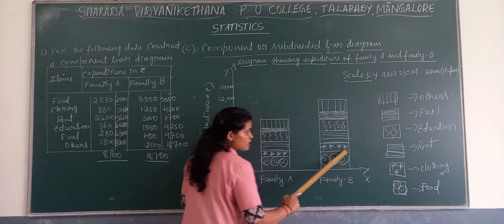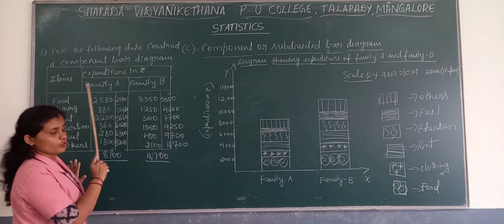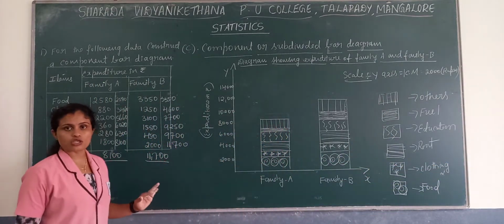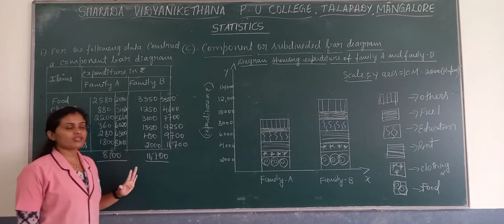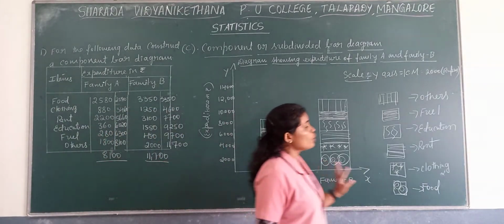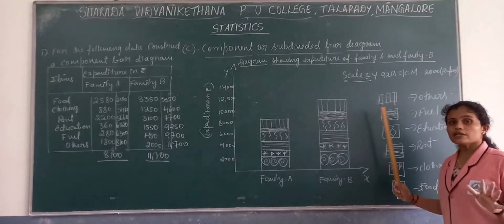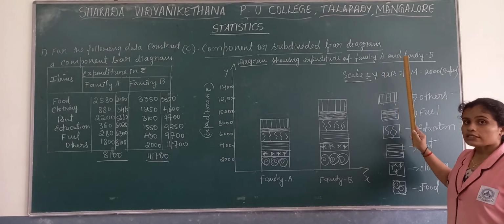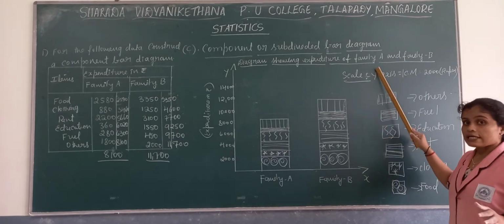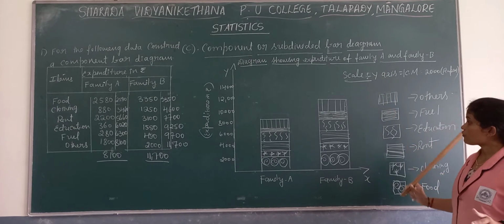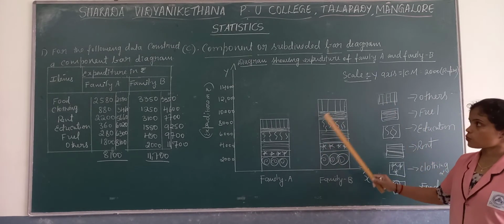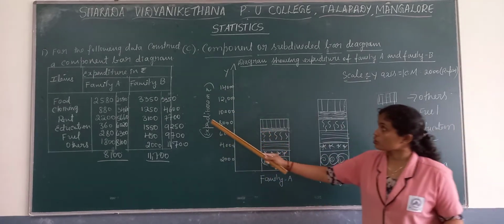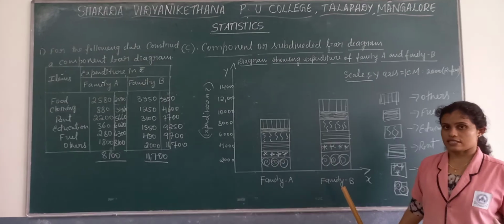But what did we represent first? First we represented food. So that index you need to show properly. Otherwise, if your index goes wrong, whatever you have drawn here, everything goes wrong. If you complete it in this format, you will get the 5 marks. As I said, don't forget to write the diagram heading, then the scale, after that the index, then shade this properly, and represent properly what you are showing along the y-axis and x-axis.